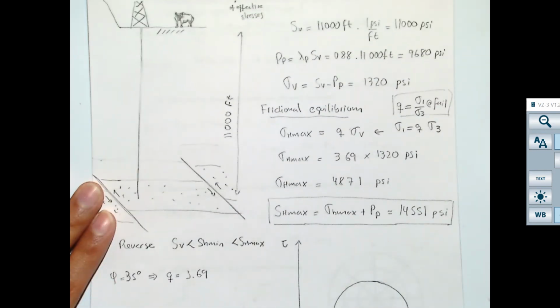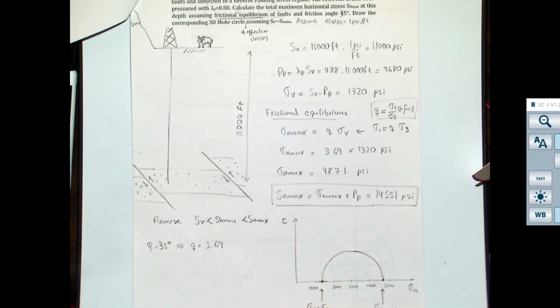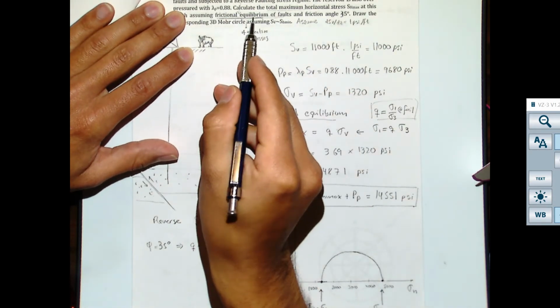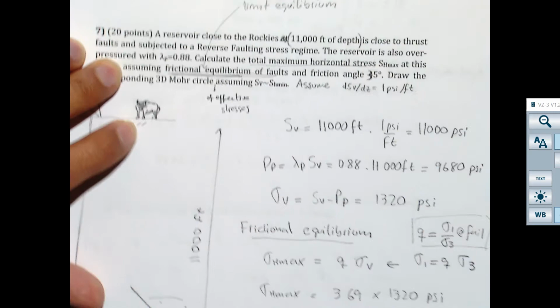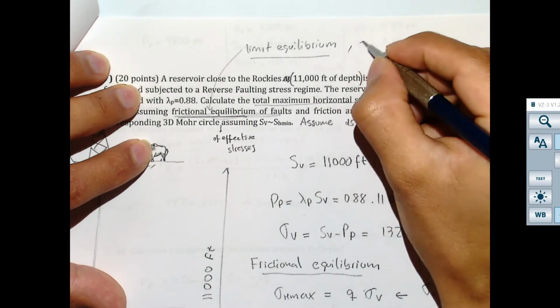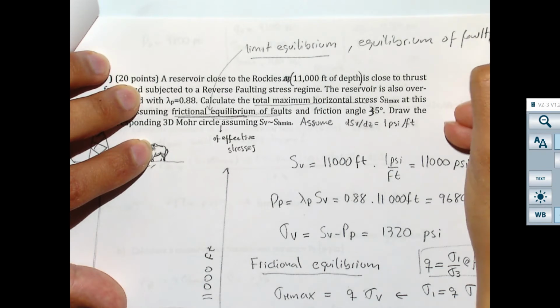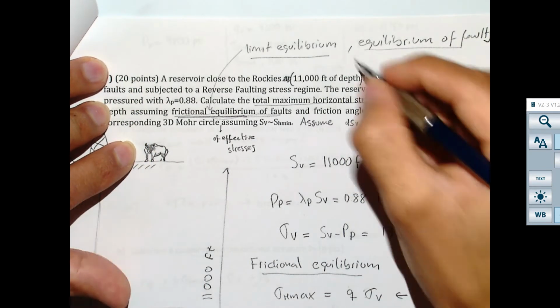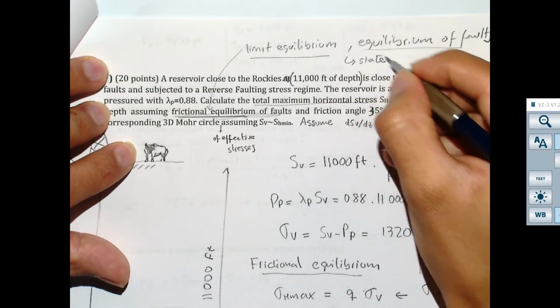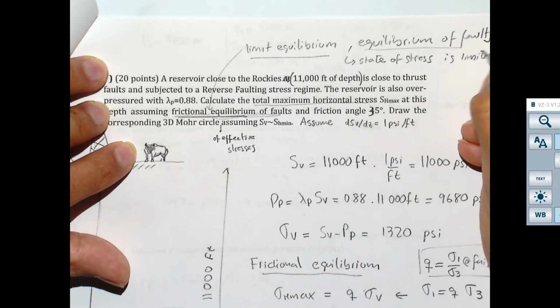Second problem in this exam, it's a problem of, again, when I say frictional equilibrium, I also mean limit equilibrium, or equilibrium of faults, or this is also the same as saying the state of stress is limited by the strength of faults.